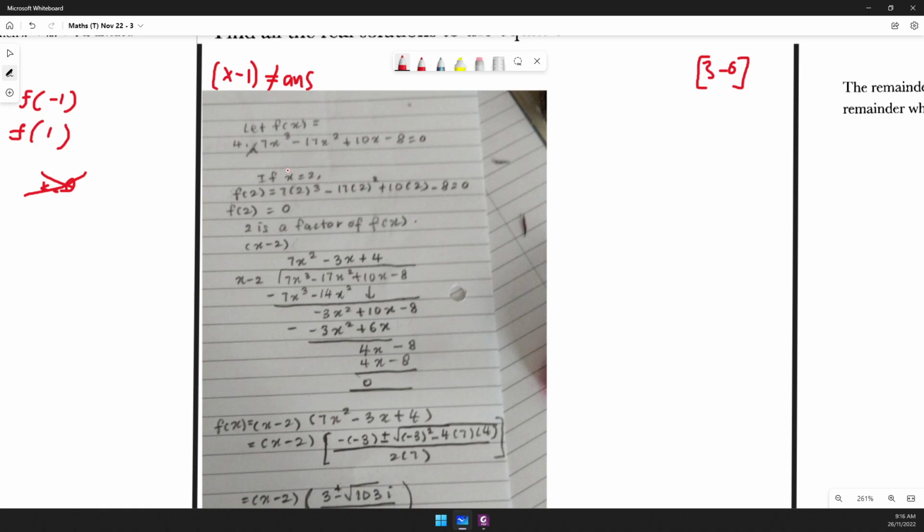Okay, x equals to 1. So you try x equals to 1. I recommend doing this in your calculator.